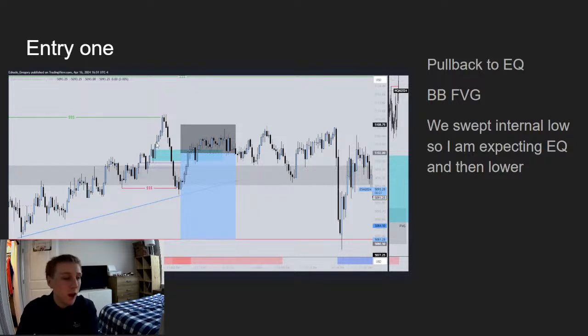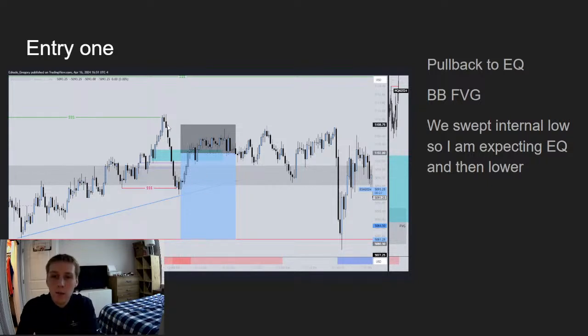Here's then when I take another entry. I actually entered 2 times on this. This one with 3 contracts, and then over here with 2 contracts. But basically, we get a pullback into equilibrium of this price leg, pull back to this breaker for value gap. We have just taken internal liquidity, and I'm looking for us to rebalance into equilibrium. This just is not a good entry at all. I should wait for us to come into here and then have displacement lower and then take this fair value gap to then head lower. But this just isn't right.